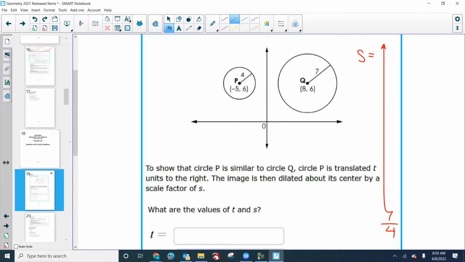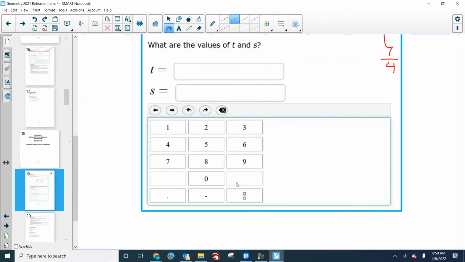Questions on that one? And have you guys used that fraction button online before? Yeah. Enter it. You can enter the numerator and denominator. Cool.